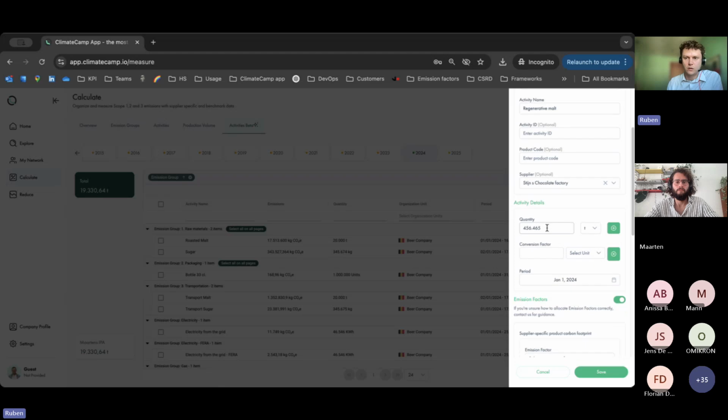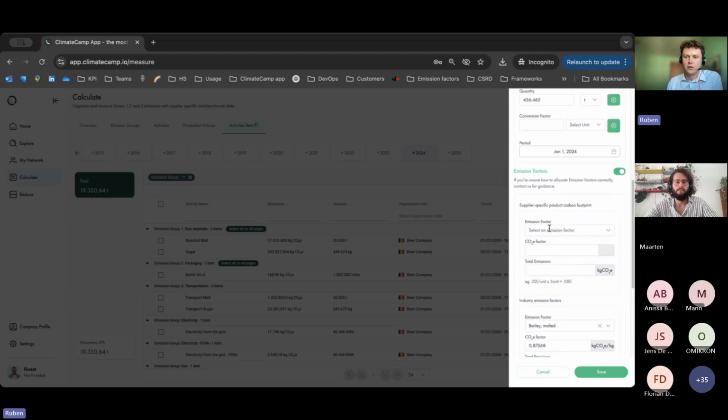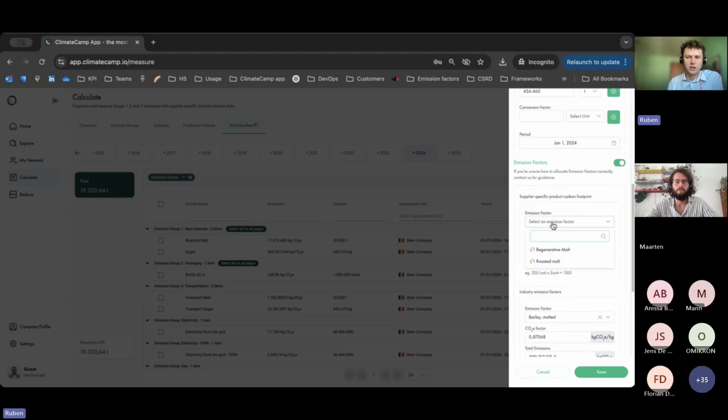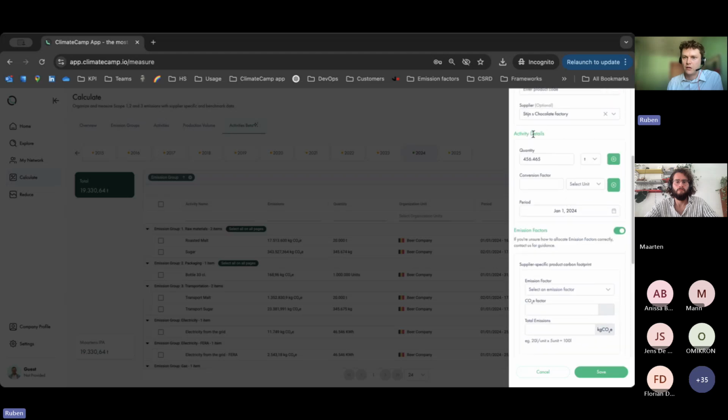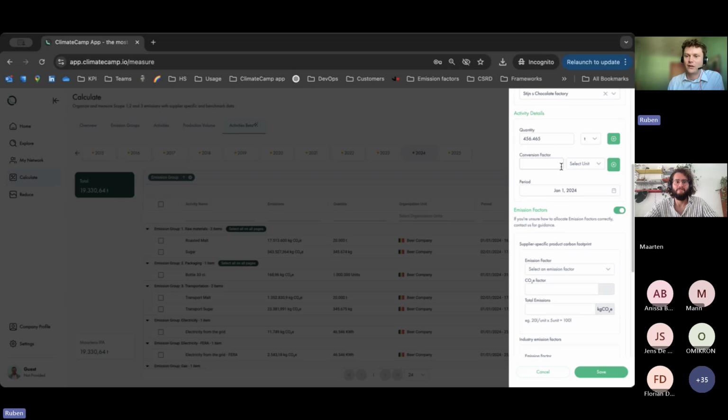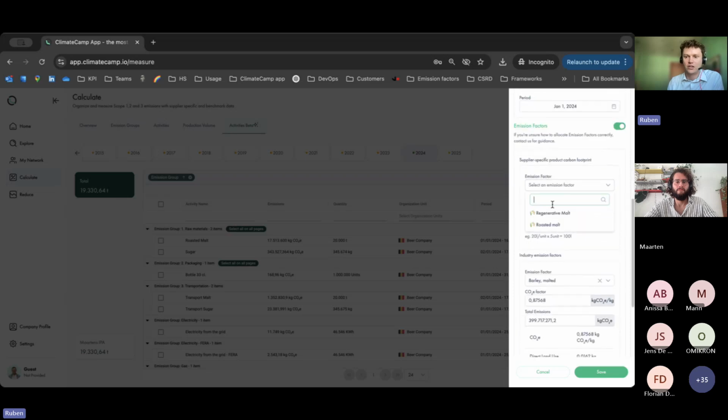An important thing, and what's very unique about ClimateCamp, is that it would be possible to use also supplier-specific information. So in this case, Chocolate Factory, of course, it's not a chocolate factory, but Stan's Factory has provided primary data, and I can actually see that they have both regenerative malt and roasted malt emission factors available. So in this case, as the regenerative malt has been used, I will be able to select that, and it would then also leverage the primary data of that supplier, which in this case is quite a bit lower than the traditional emission factor in ecoinvent.